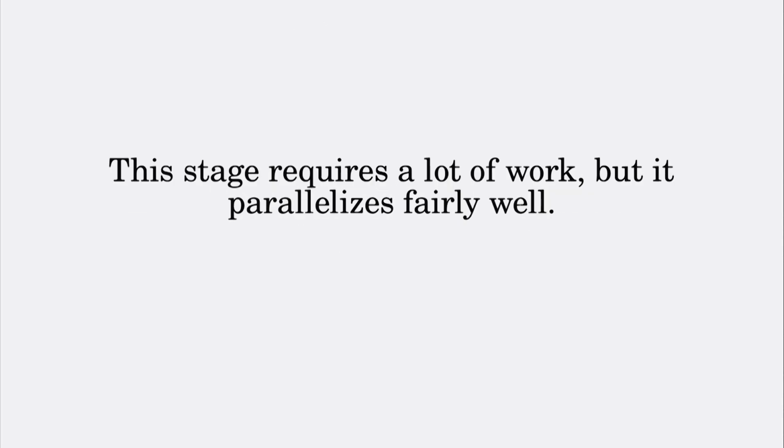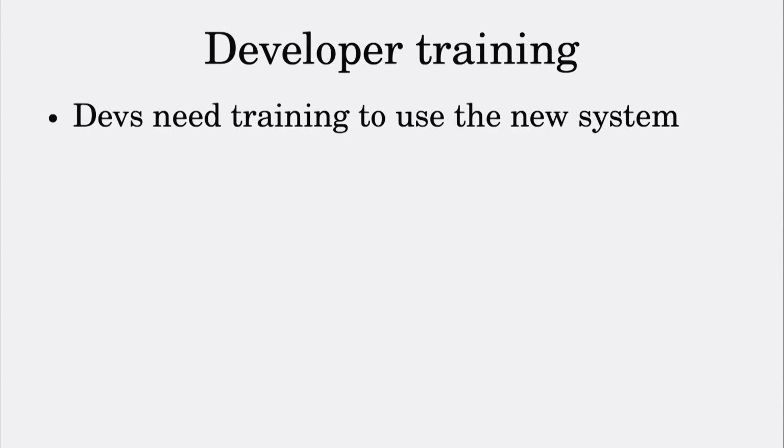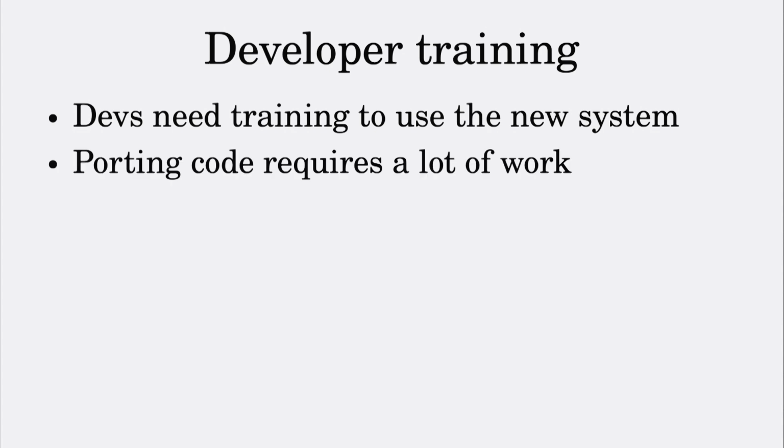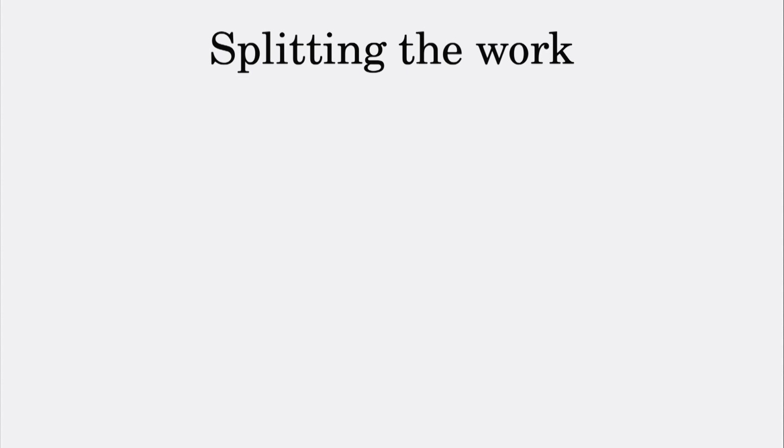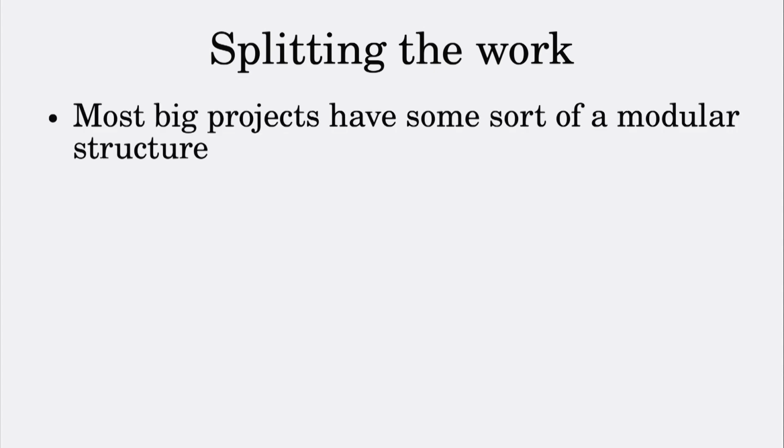And this requires a lot of work, like actual seeding and typing, but it parallelizes quite well. And it ties in also to training, because when you have a new system, you want to train people to use it. And porting existing code requires a lot of work. So now you can kill 2 birds with 1 stone, where you split the work up into modules, because most projects have some sort of modular structure, simply because you can't have 10,000 source files in one directory, or you can, but if you have that, maybe consider switching jobs instead.